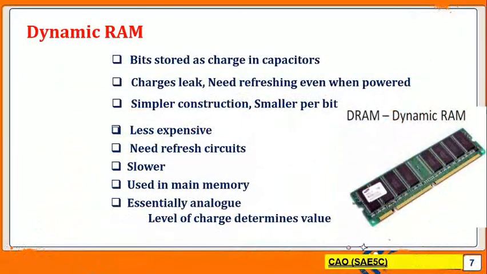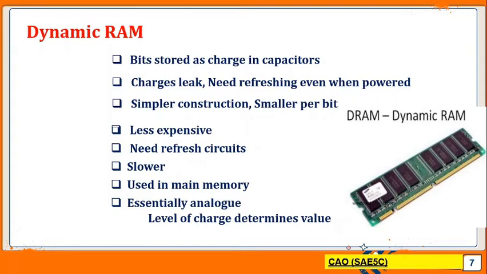Next, we will see about the first of the two types of RAM. The bits are stored as charge in the capacitors. Whenever the charge disappears, or the charge leaks, then you can say there are no bits or no data in the dynamic RAM. The charge leaks, so it needs refreshing, and whenever the power is switched off the data is lost.